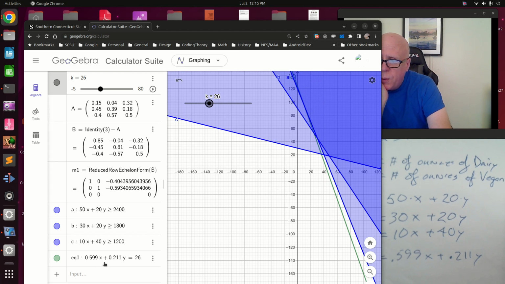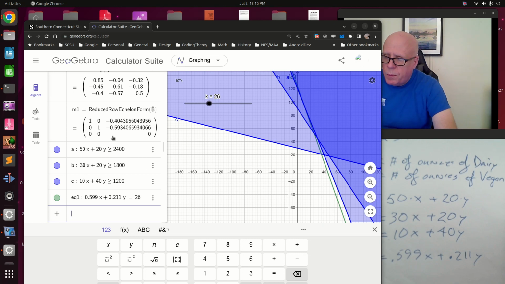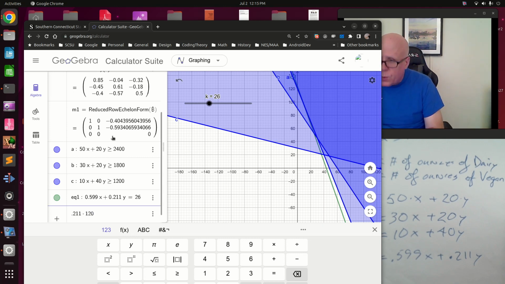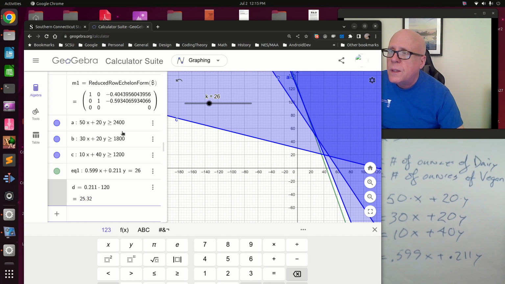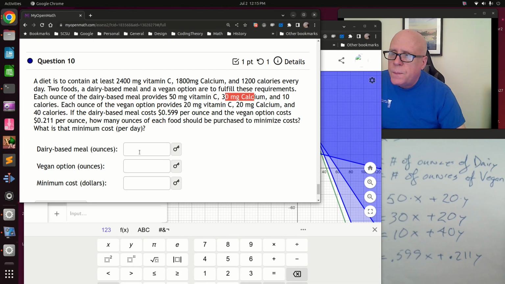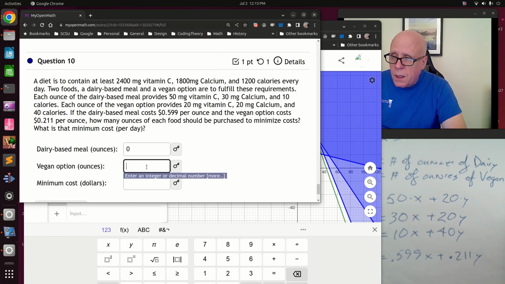what is our value of the objective function? We just need to know what is 0.211 times 120. 25.32. So let's, or have I lost it? Where is the GeoGebra question? So we got none of the dairy-based, 100% vegan, which was 120 ounces.